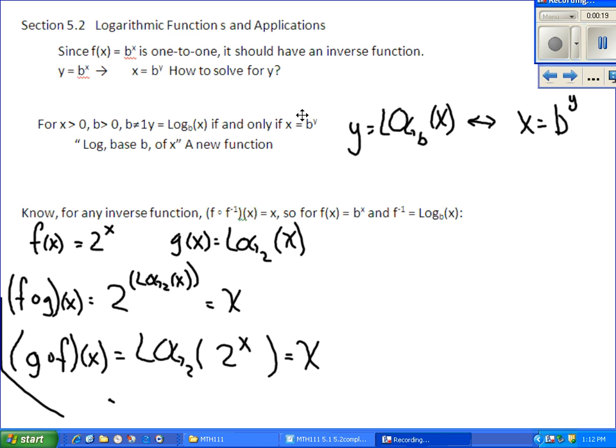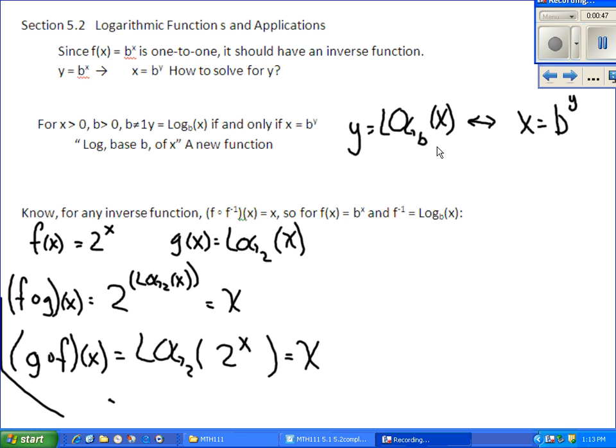And no, you can't divide by b. It's not b times y, it's b to the power of y. So in order to solve for y, we create a new function that's the inverse of an exponential function. And for who knows what reason, we named the inverse of the exponential function the logarithmic function. So the way you'd read this is log base b of x, or y equals log base b of x. And that means exactly the same thing as saying that x equals b to the power of y.